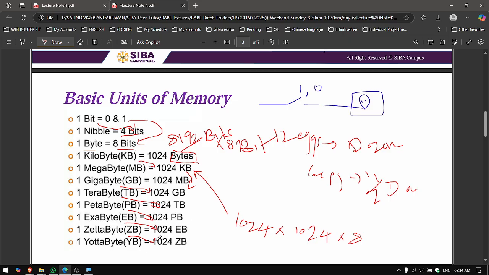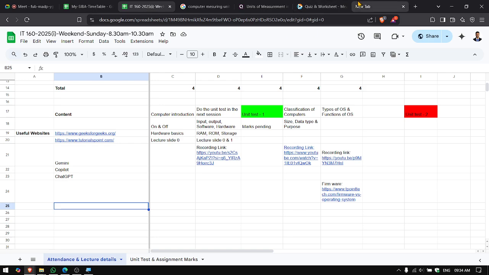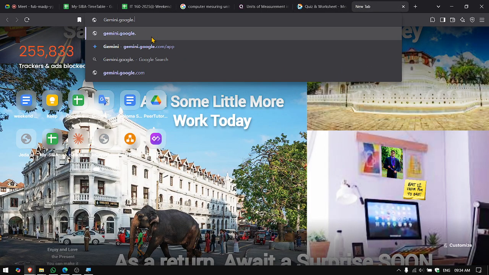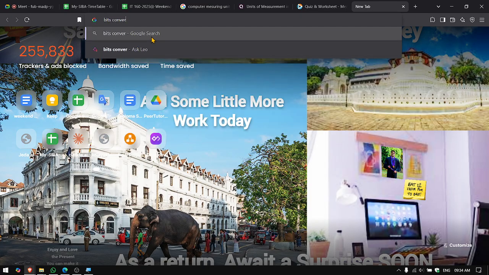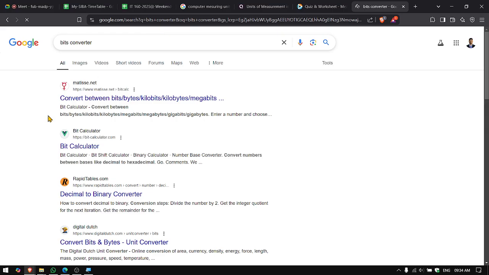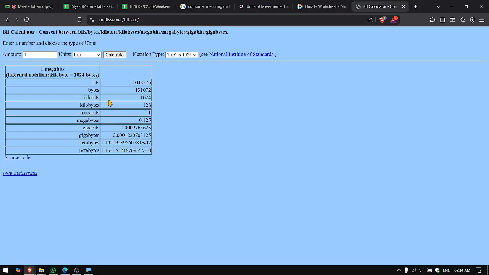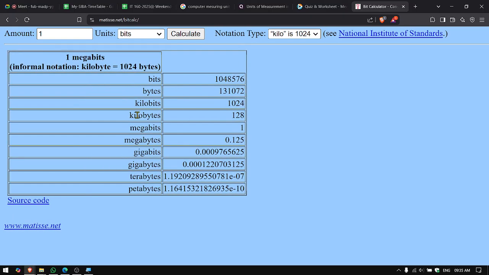So you can use a calculator, right? For yottabyte, if you go to Google, you can calculate it. Search for a bits converter. You can use any program for this. Amount 1, units bits.